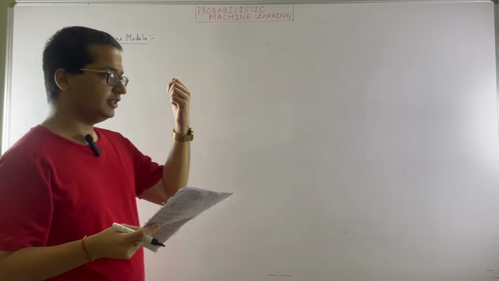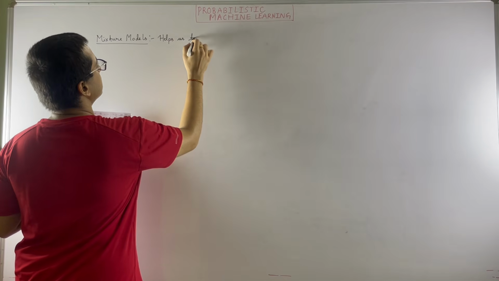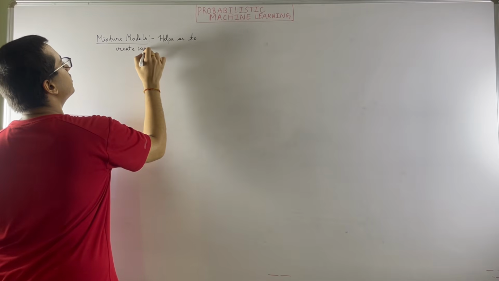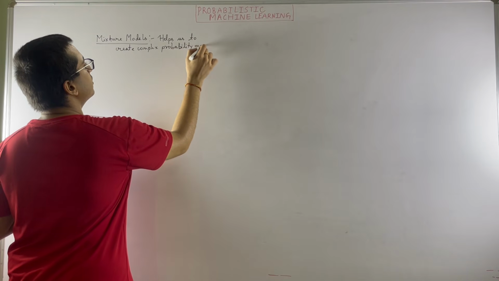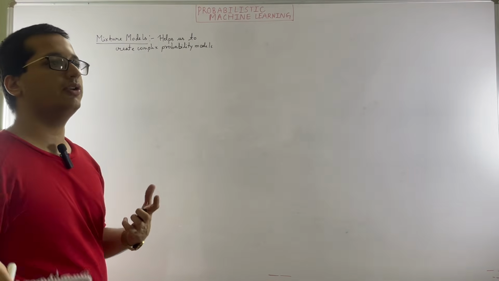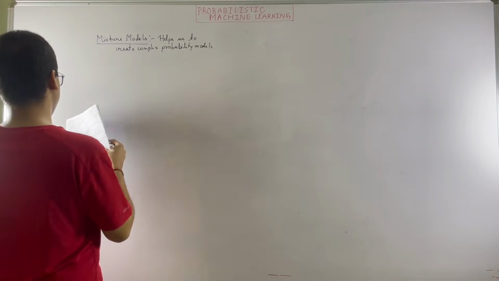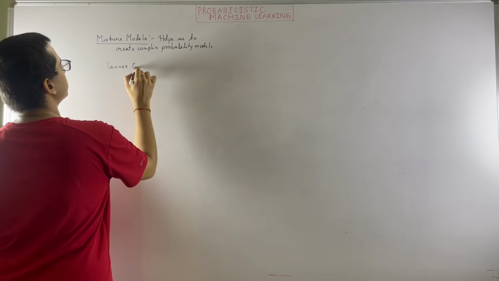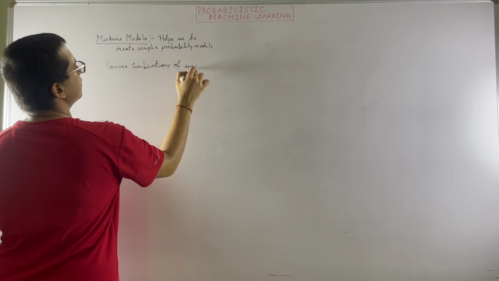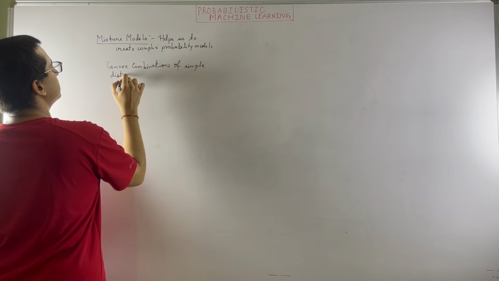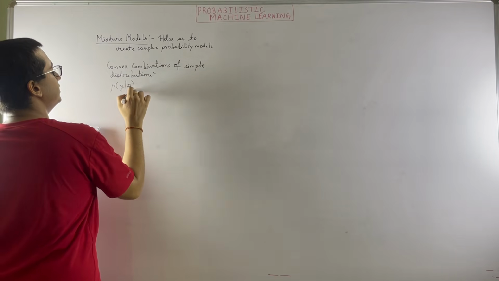Okay, so mixture models help us to create complex probability models. Because if we take mixtures of them, we can approximate, let's say, any kind of mixed Gaussians or whatever you say. Here what we do is we take convex combinations of simple distributions, and that is p of y given theta.